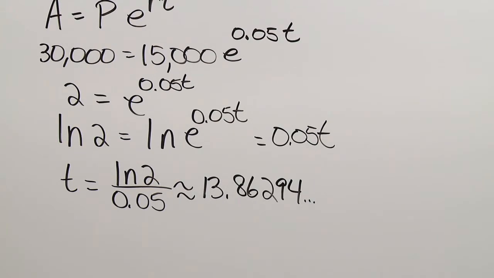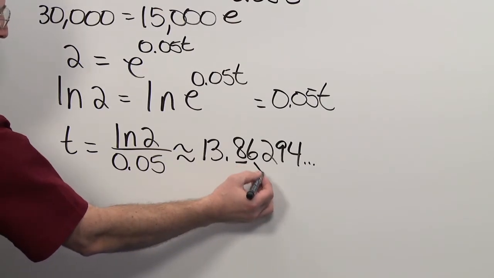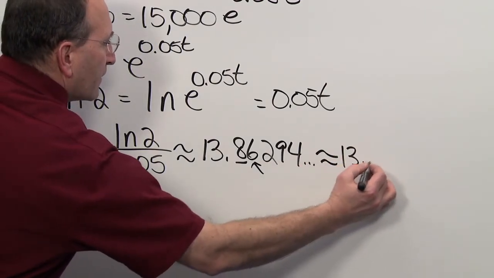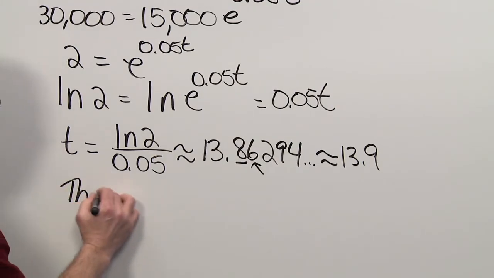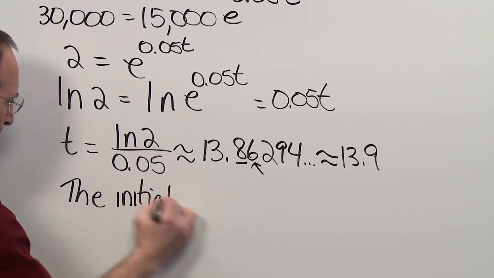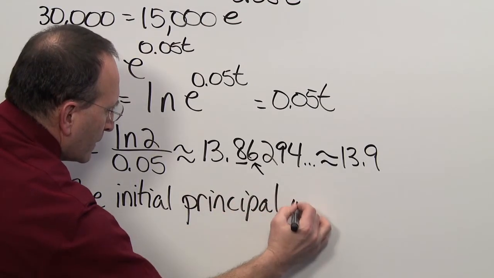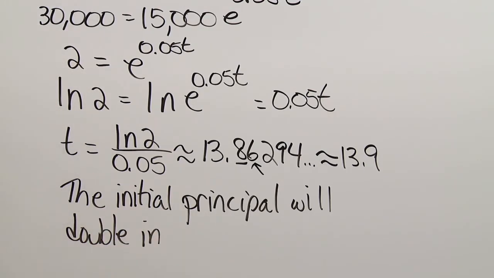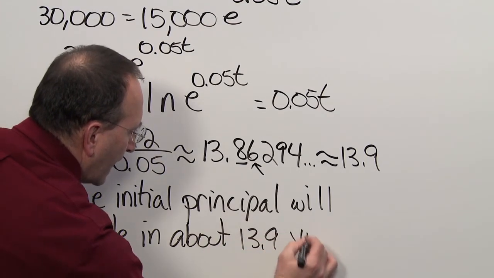We were asked to round it to the nearest tenth, and so that's why I can stop here, because here's the tenth. We only need to look at the 6, which is 5 or greater, so we add 1 to the 8, so it's approximately 13.9. And that means that our answer is that the initial principal will double in about 13.9 years.